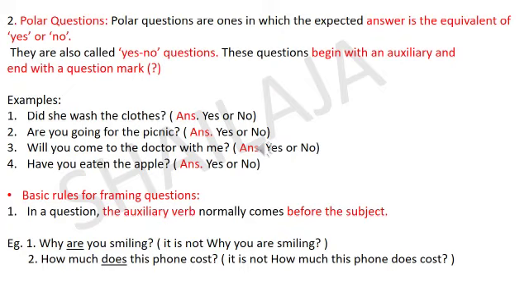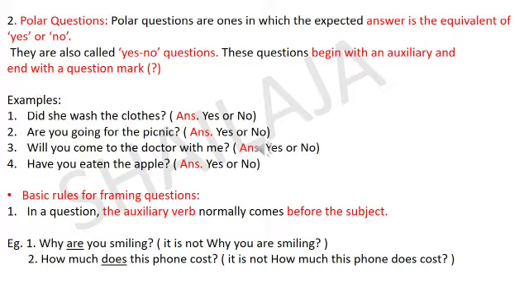What are polar questions, children? Polar questions are the ones in which the expected answer is the equivalent of yes or no. They are also called yes/no questions. These questions begin with an auxiliary and end with a question mark. Examples. Did she wash the clothes? Yes or no. Are you going for the picnic? Yes or no. Will you come to the doctor with me? Yes or no. Have you eaten the apple? Yes or no. So all the sentences have started with an auxiliary and ended with a question mark, giving you yes or no answers. So these are polar questions.